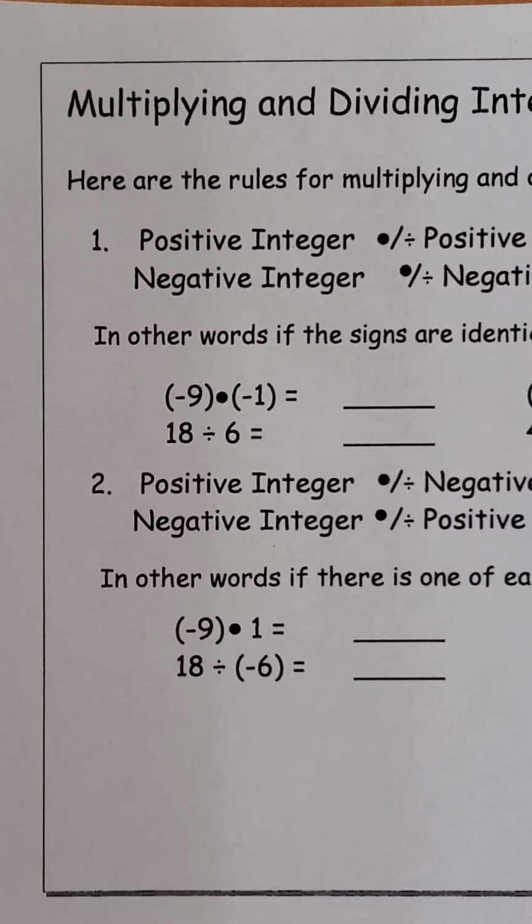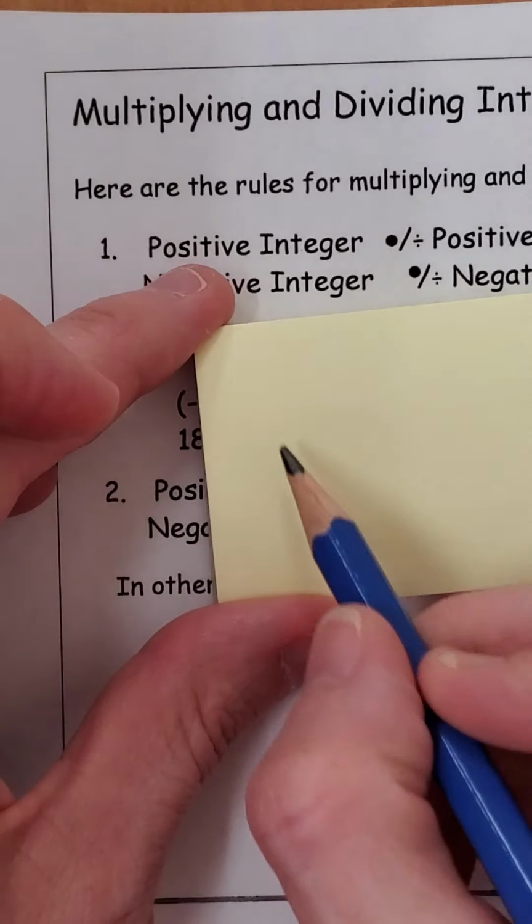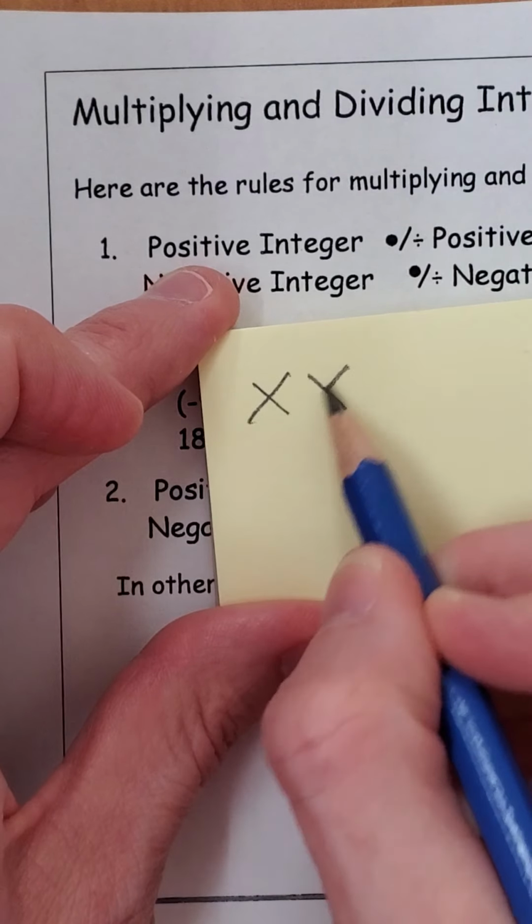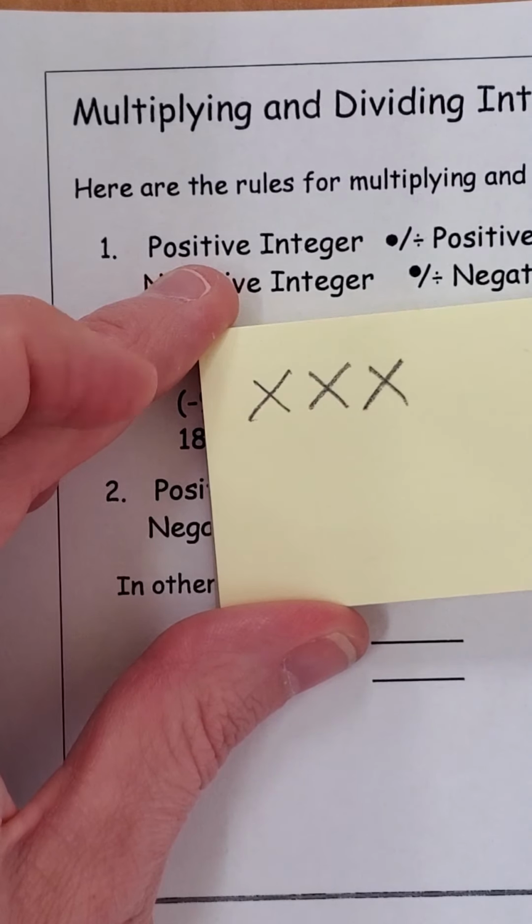Welcome to multiplying and dividing integers. And we're going to look at some new notation for multiplication, because as soon as we introduce x as a variable, we can't write x times x like this. X times x. That's just not going to work, right?